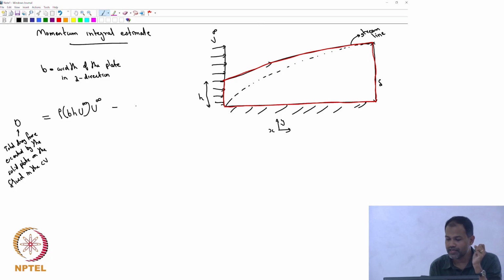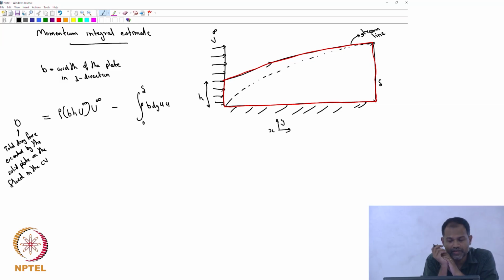Minus what is exiting. I do the same thing, except that on the left hand side the flow is uniform, but on the right hand side the flow is not. There is a profile, so I can't do it just like that; I need to write down an integral. If I take a small section, B dy is my cross section, times U, the velocity, is my volumetric flow rate, times rho is my mass flow rate, times U is my momentum flux, integrated from 0 to delta, which gives the momentum flux out.